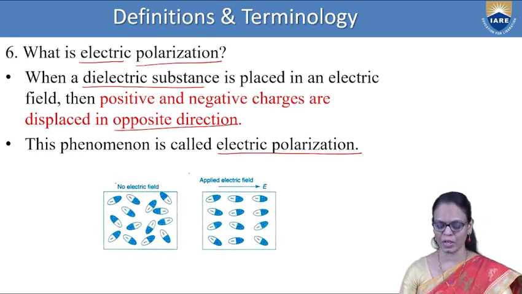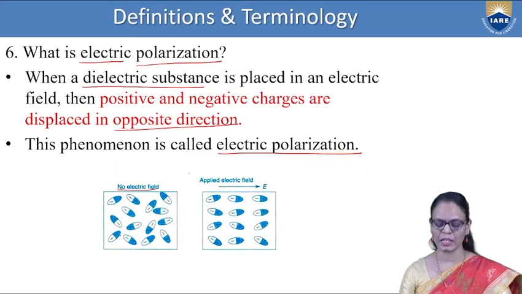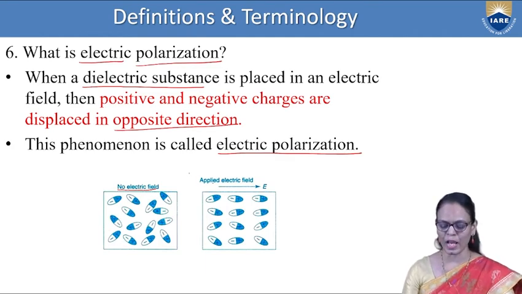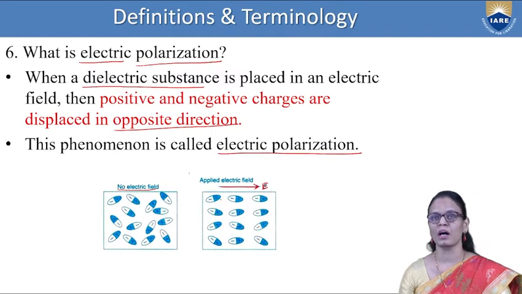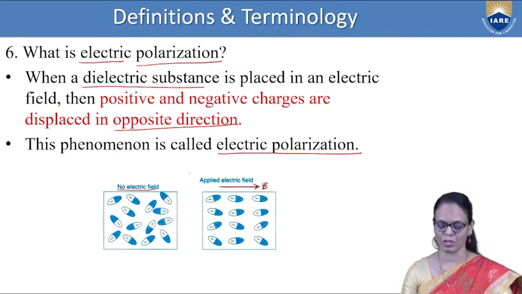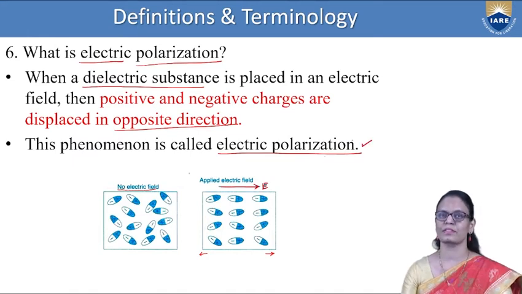Now, we try to understand with the help of this figure. In the absence of an electric field, this is how the charges are. They are oriented in different directions. But when an electric field is applied, these charges are displaced in opposite directions. All the negative charges are directed towards the left and all the positive charges towards the right. So this displacement of the charges gives rise to electric polarization.